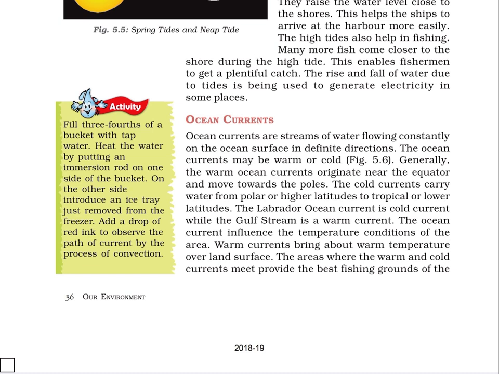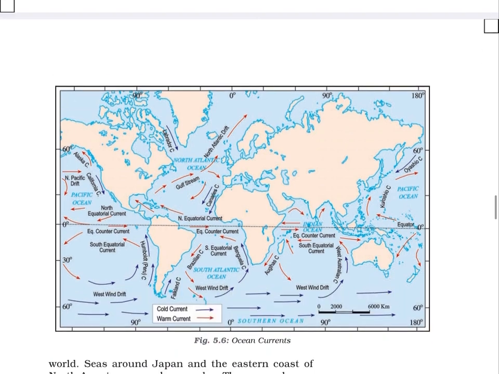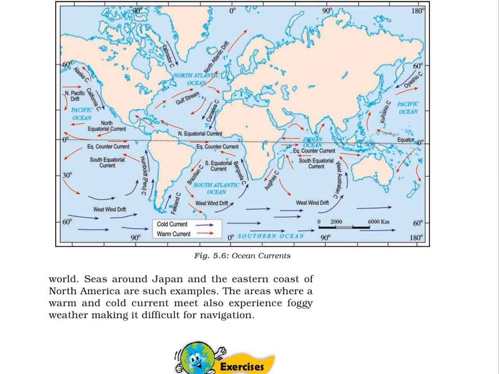The ocean currents influence the temperature conditions of the area. Warm currents bring about warm temperature over land surface. The areas where the warm and cold currents meet provide the best fishing grounds of the world. Page 37. Seas around Japan and the eastern coast of North America are such examples. The areas where a warm and cold current meet also experience foggy weather, making it difficult for navigation.